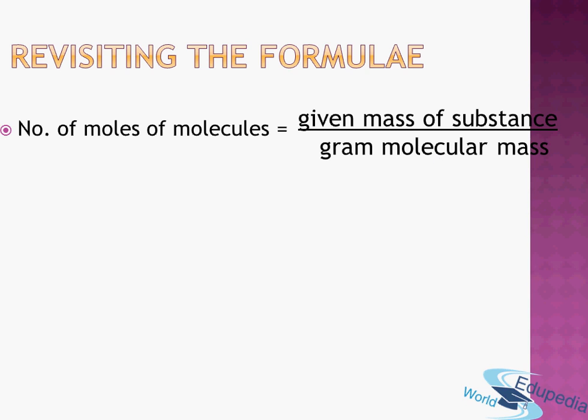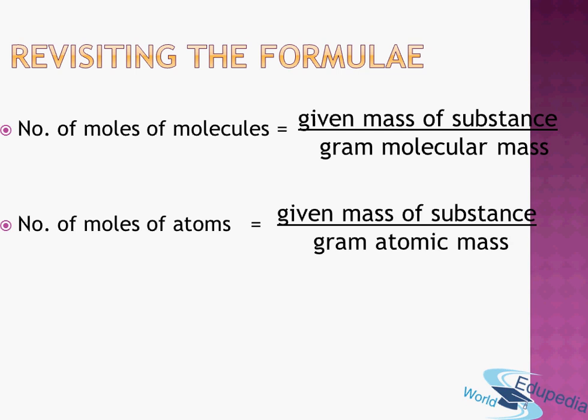The next formula that we studied was for number of moles of atoms. In this case it will be given mass divided by gram atomic mass. So given mass divided by gram atomic mass gives us moles of atoms. And we already know that number of moles is same as number of gram particles. Gram particles is just another way of writing moles.